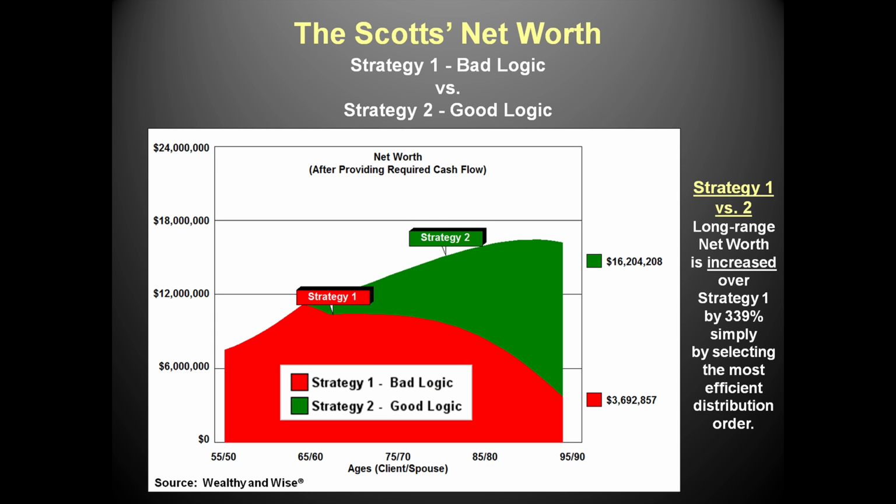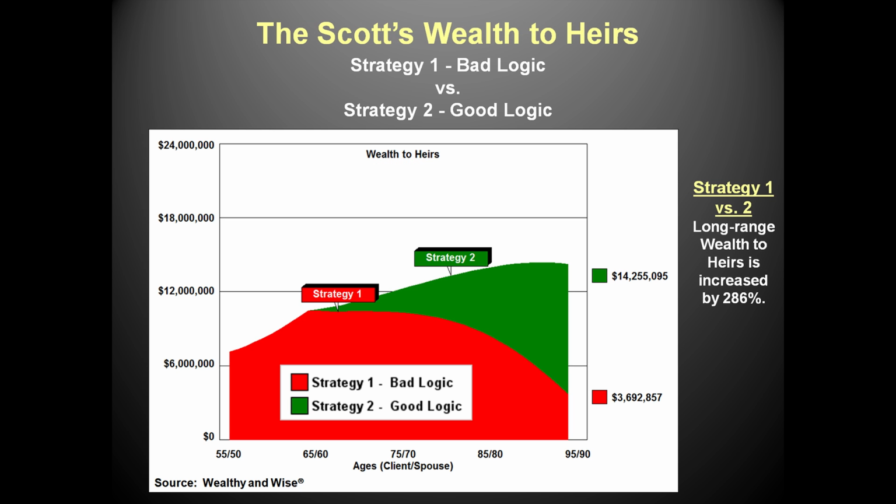Now here are the two long-range pictures, one atop the other. A nice part of the system. You can put them both together. Long-range net worth has increased over strategy 1 by 339%, simply because you selected the most efficient distribution order. No other planning, no changes other than how you get the money from what asset. Wealth to heirs obviously has an equally impressive difference. Wealth to heirs has increased by 286%, which makes sense because the net worth is higher with strategy 2.